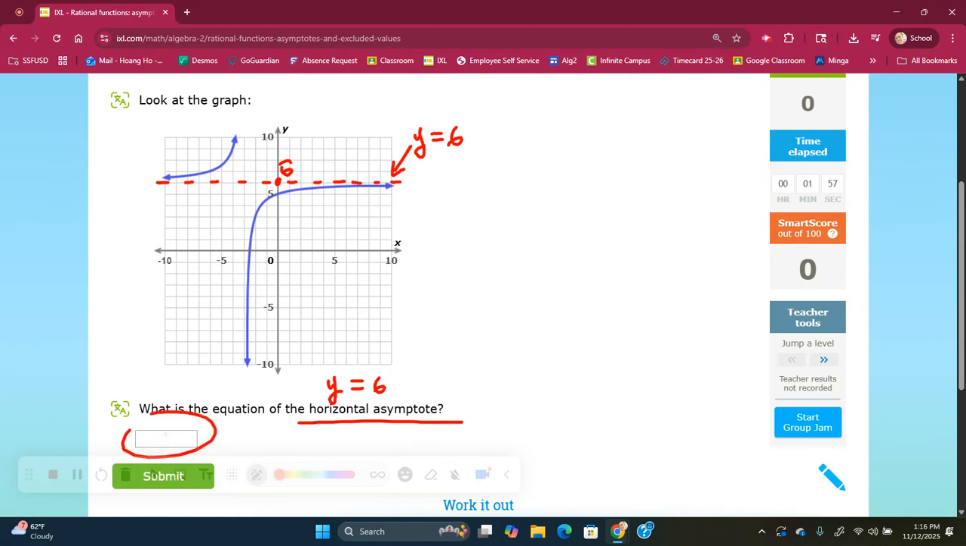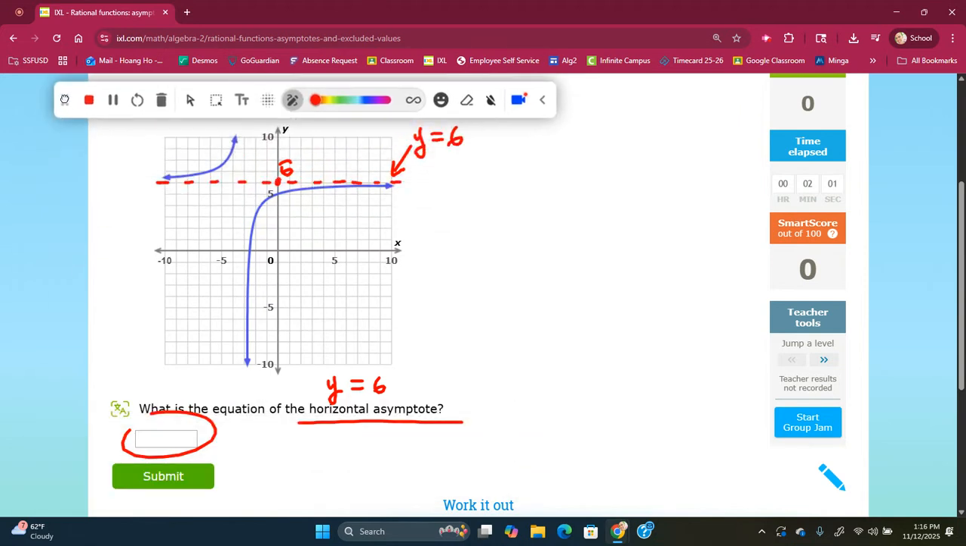So now I put the answer in the box. Okay, so here we go. y equals 6.